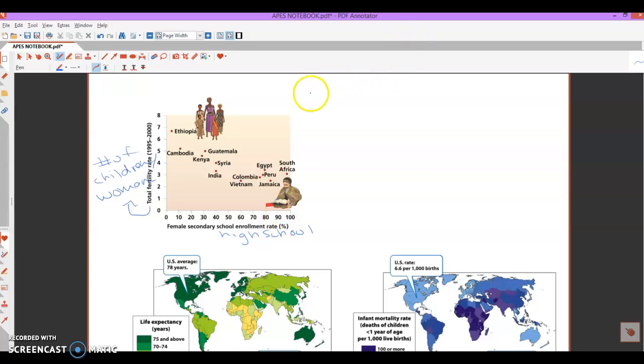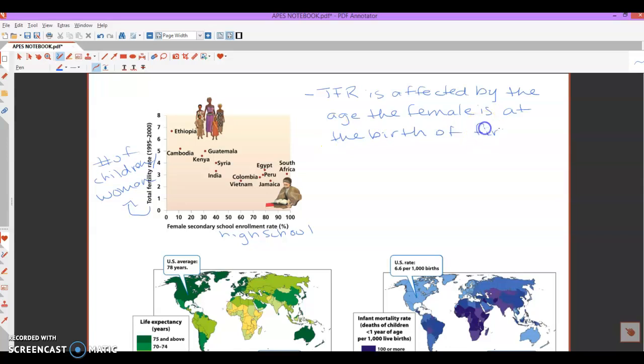So we say that the TFR is affected by the age the female is at the birth of their first child. Hopefully this makes sense to you guys.